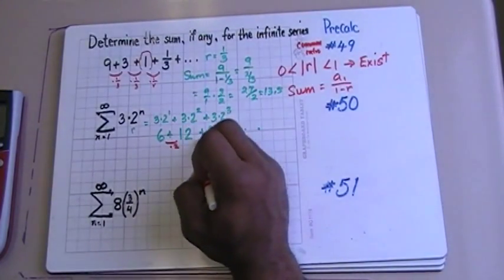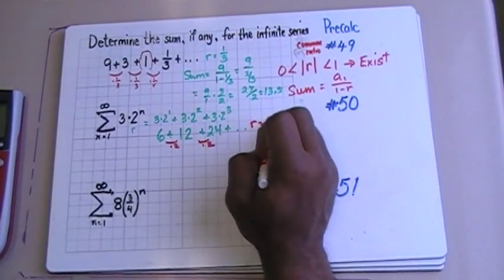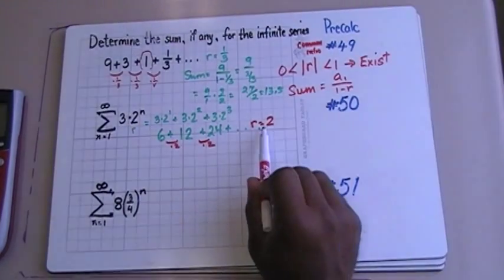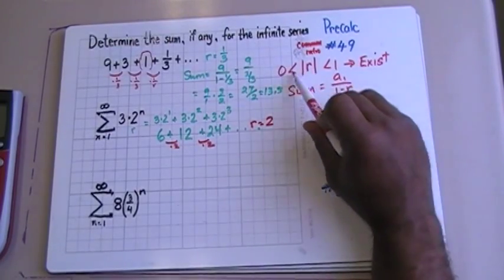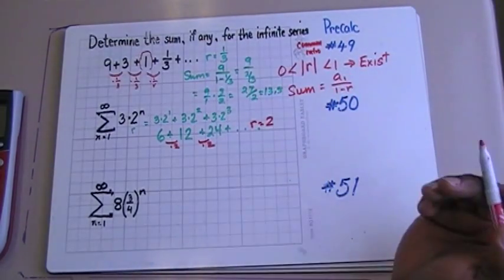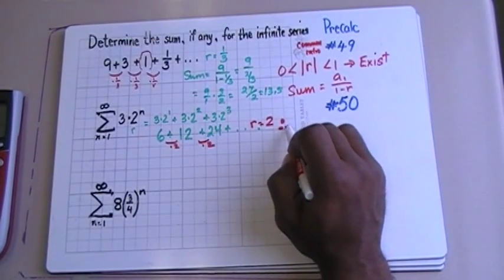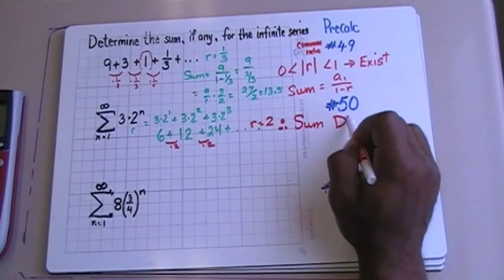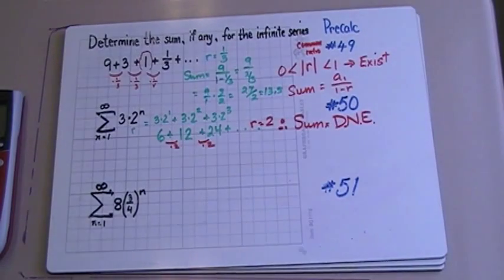Times 2, times 2. So r is equal to 2. Like we said in the beginning, some people should be able to notice that that's your r value. Now, is the absolute value of r between 0 and 1? No. r is equal to 2. Therefore, the sum does not exist. All right, D and E, done.